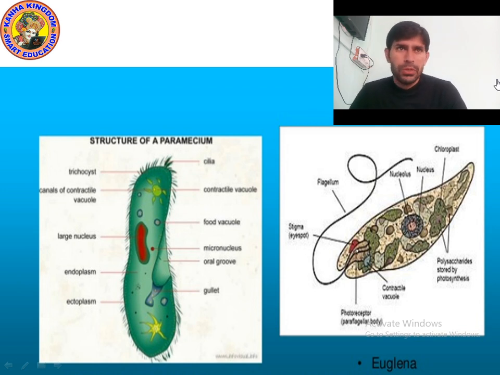Now study the next point, which is prokaryotic and eukaryotic. Let's try to understand the meaning of prokaryotic and eukaryotic. Let's move on to the next point.